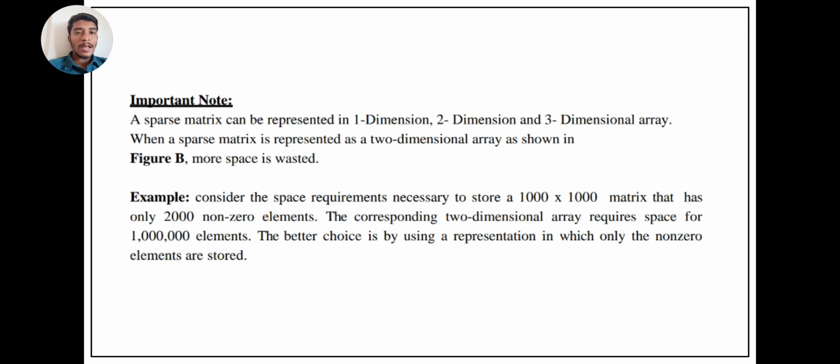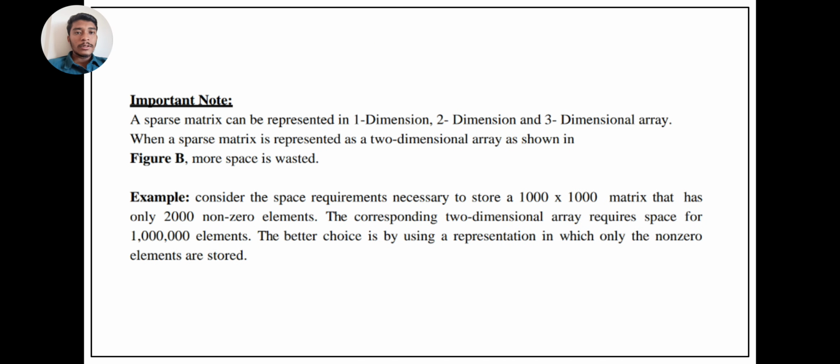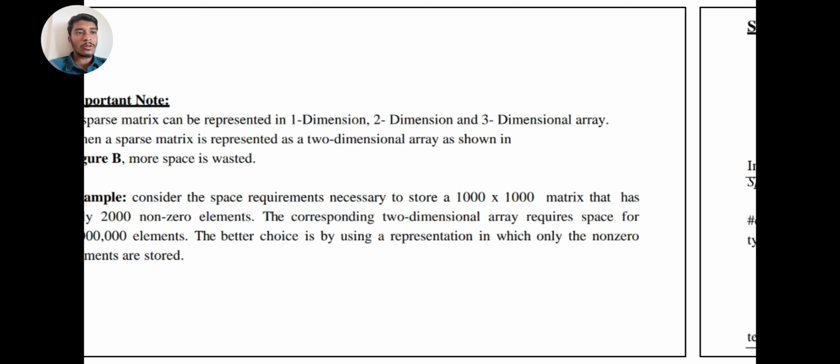For example, consider a sparse matrix necessary to store a 1000 cross 1000 matrix that has only 2000 non-zero elements. The corresponding two-dimensional array requires space for 10 lakh elements. So the better choice is to use a representation in which only the non-zero elements are stored, so that instead of storing 10 lakh elements, it's easier to store 2000 elements, right?